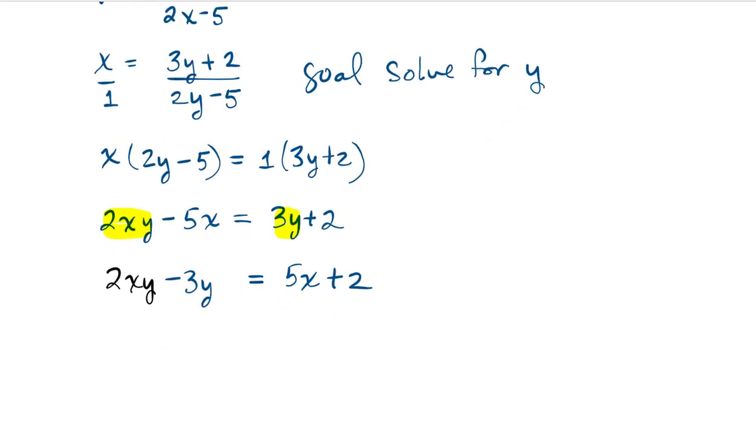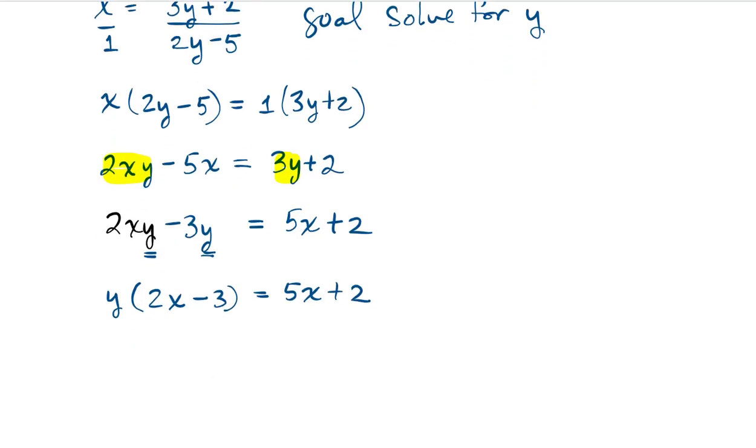And now remember, we're trying to get y by itself. So on the left side, we now have a common factor, which is a y. So factor that out, giving us the remaining factor of 2x minus 3. And now we have a single y on the left, which means that we can easily solve for it by dividing that entire equation by 2x minus 3. Balance it out.